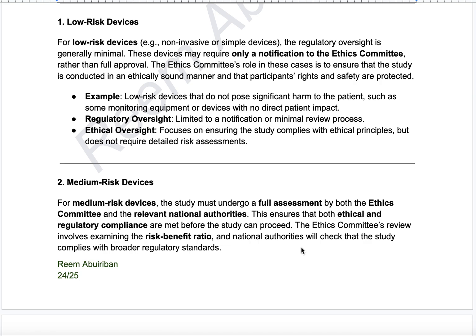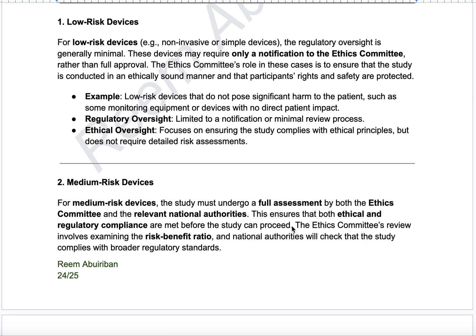Example: low risk devices do not pose significant harm to the patient, such as monitoring equipment or devices with no direct patient impact. Regulatory oversight is limited to notification or a minimal review process. Ethical oversight focuses on ensuring the study complies with ethical principles but does not require detailed risk assessment.